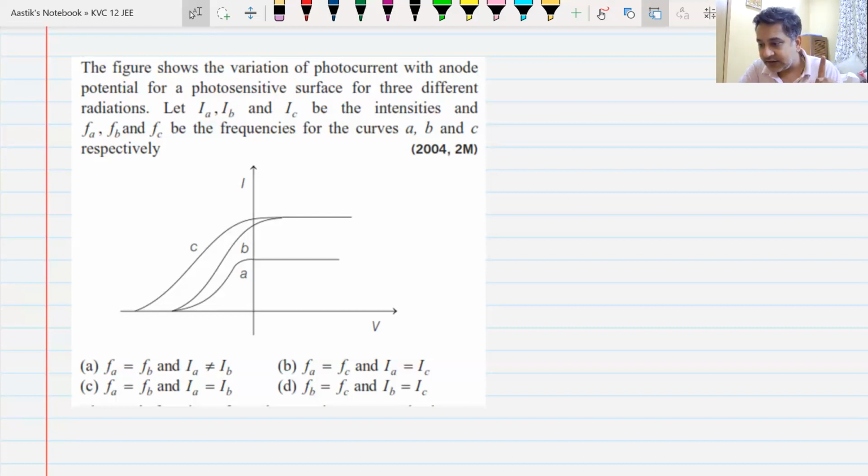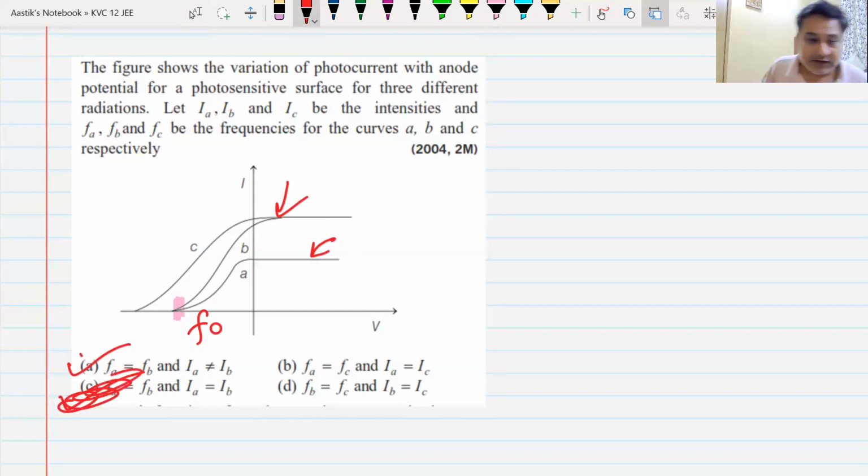You've already seen the graphs, yes or no? Stopping potential. Yes, sir. Stopping potential depends on your F naught. Stopping potential is same, so frequencies of these two are same. So A and C only remain in the race. Then this depends on the intensity. Intensities are different, so B and A. So you see, this goes away. The only option left is A.